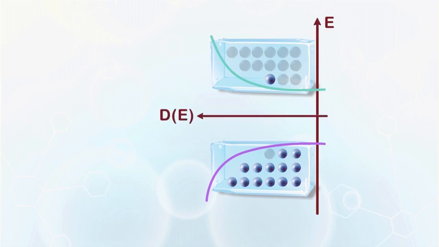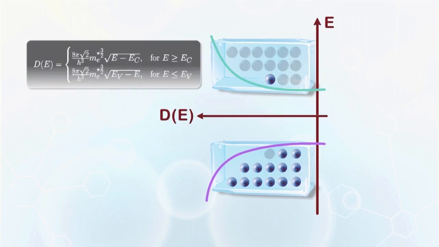The expression of D of E for the conduction band and the valence band have already been derived as shown here. But you do not need to worry about it. In fact, we will not be using it in this course.